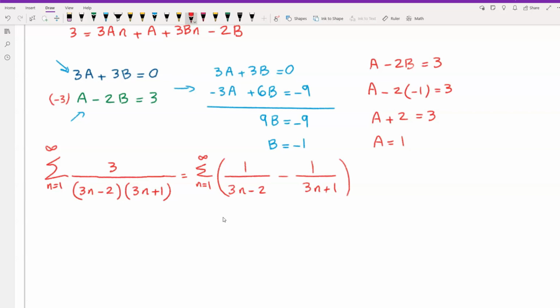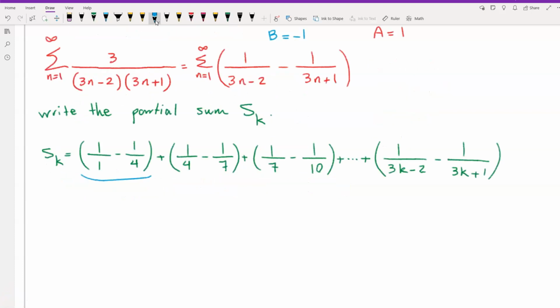Now write the partial sum s sub k. So the first part, this is s1, meaning that n is equal to 1. So here on this part we have 3 times 1 minus 2, it is 1. 3 times 1 plus 1, we have 4. So this is 1 over 1 minus 1 over 4.